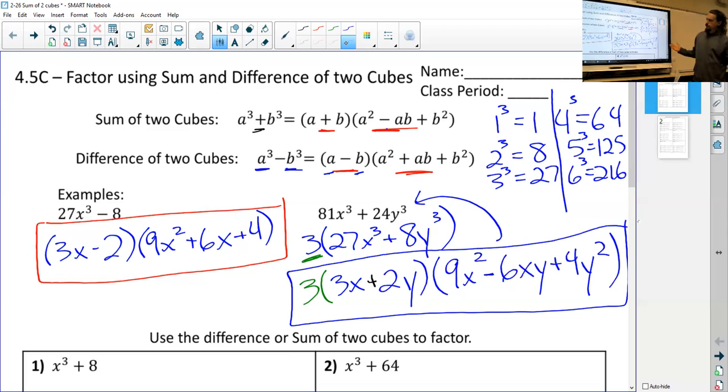Okay, there you go. Sum and difference of 2 cubes lets you factor some pretty specific types of cubic functions. So give them a try. I promise you it's not that hard. Once you do a couple of them, you'll be like, oh, Ellis, this is actually super easy. Why did you make it look so difficult? Sorry. But if you have any questions, let me know. Otherwise, good luck and have fun.